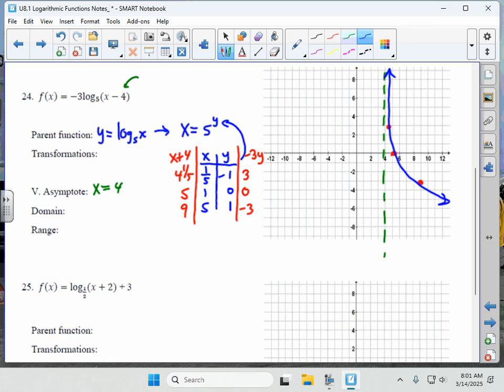All right, so our transformations, we have an x-axis reflection. Let's see, I'll go right 4, x-axis reflection, and then vertical stretch by 3. The domain, as you go left to right, it's going to first hit it past 4. All right, so we'll go 4 to infinity. And then the range, again, it's always negative infinity to positive infinity.